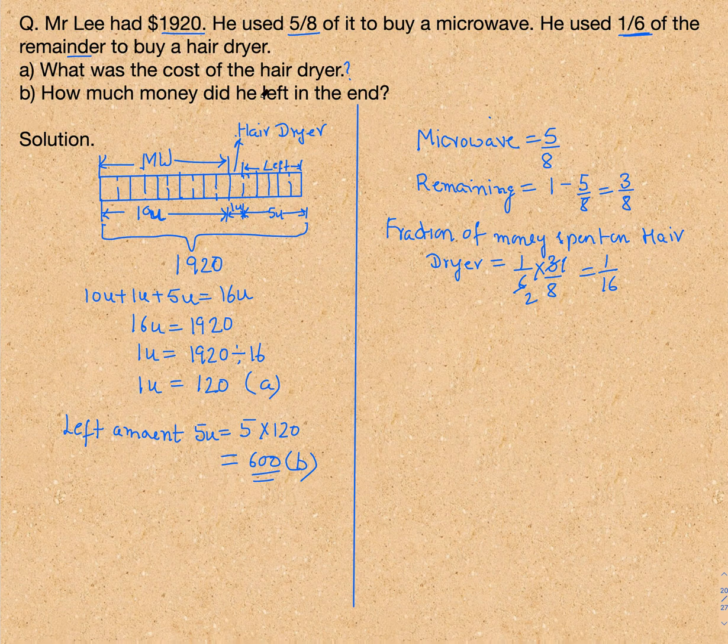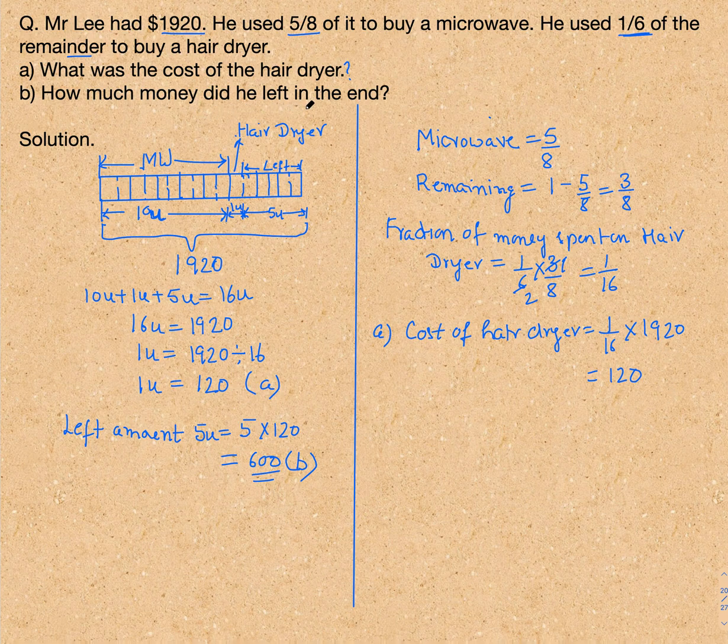Now if we have to find the cost of the hair dryer, it's simple. We know the total amount of money, and we know what fraction of the total amount was spent on the hair dryer. So the cost of the hair dryer is 1 by 16 of the total amount of money, which is 1920, and that will give you 120. See, same, right?